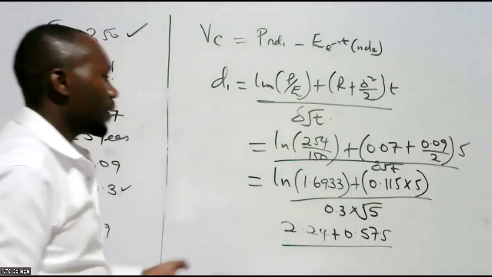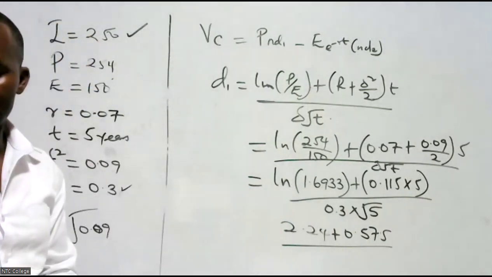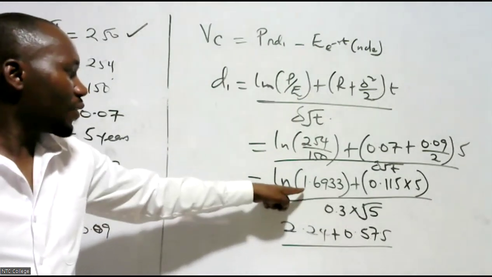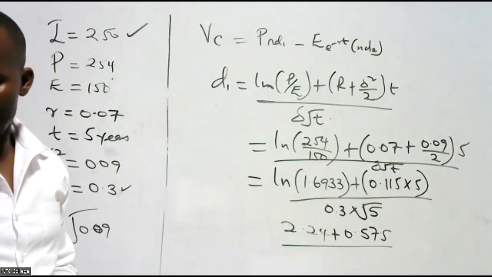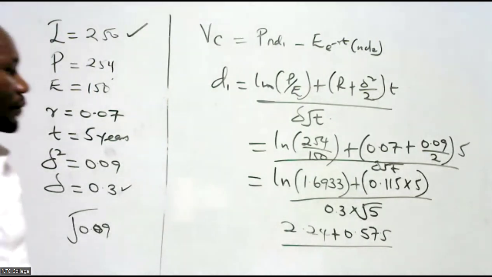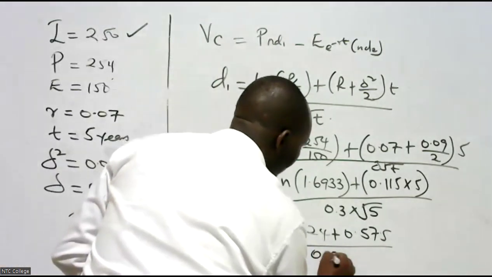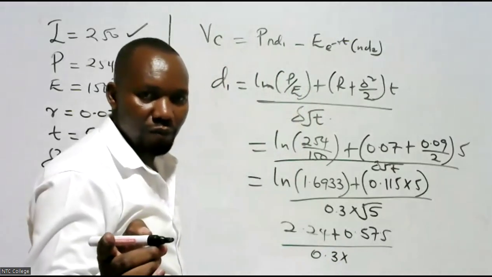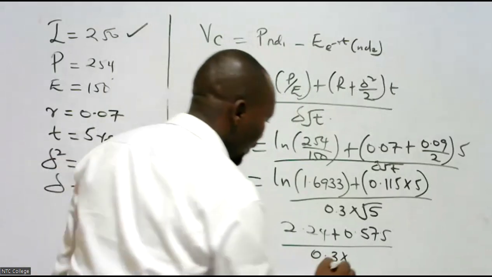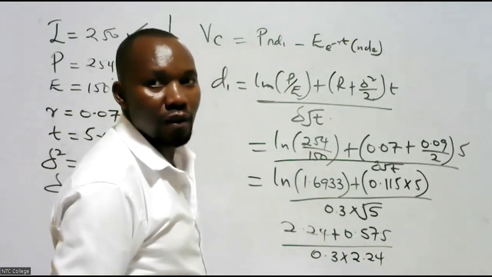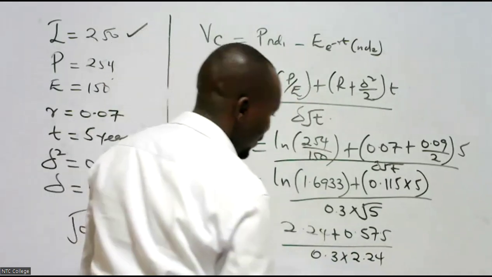0.3 times the square root of 5. Give me the figure. Can you confirm it? The natural logarithm of this one is okay. 2.25 is the square root of 5? Give me that with many decimal places. It cannot be 2.24. Give me that to 4 decimal places. Is it 2.24? 2.2361.